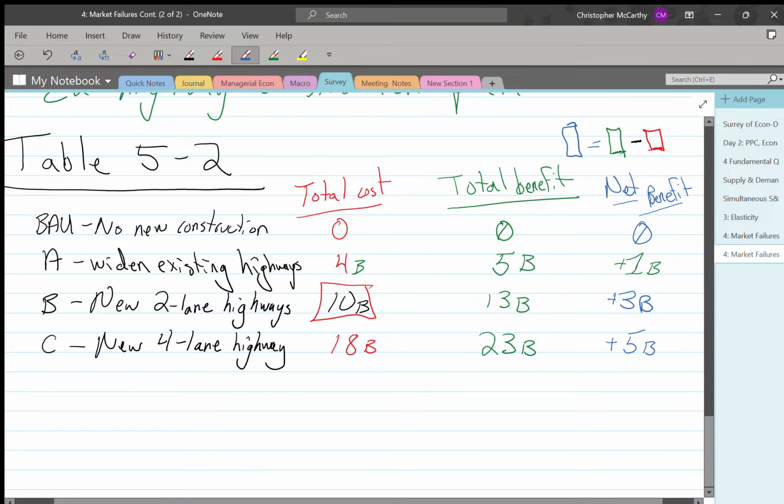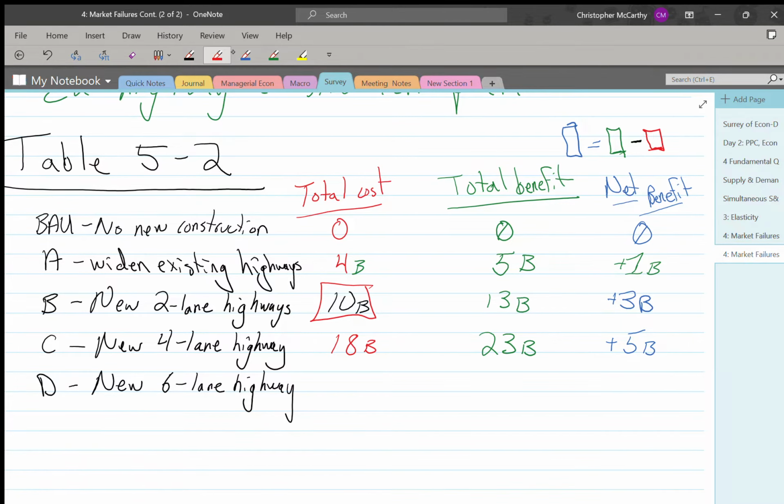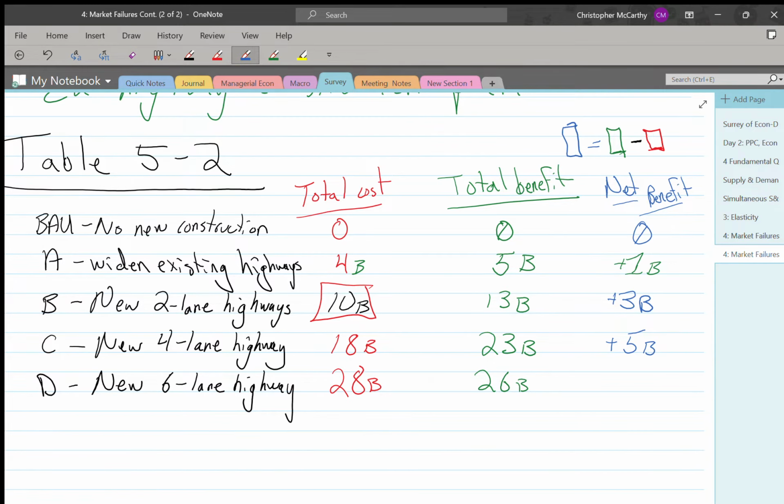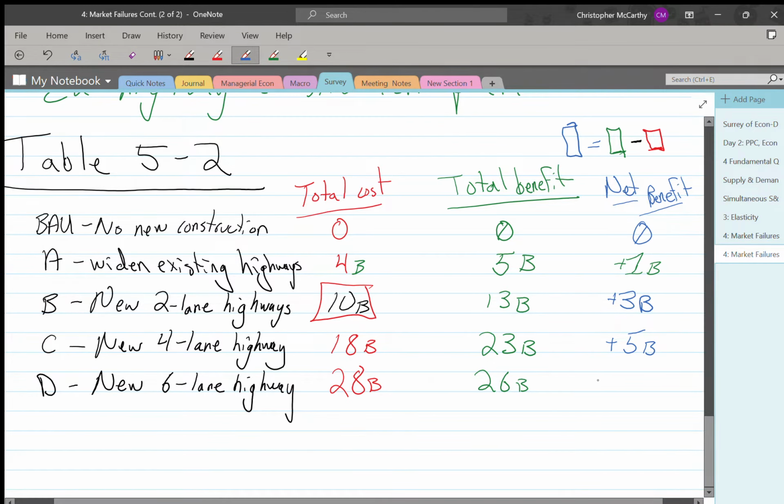And our last option that we're given, D, which is just go all gung-ho, go get a new 6-lane highway. This is going to cause a lot of resources to be diverted from the private sector to the public sector. 28 billion. We're going to end up with $26 billion in benefit from the extra public goods. So at the end of the day, what's our net benefit? Our net benefit is going to be negative 2.